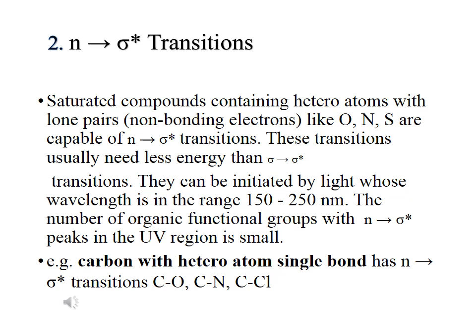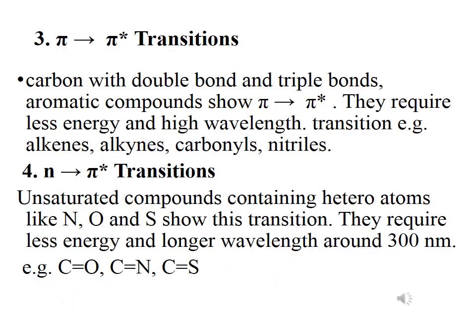These transitions usually need less energy than sigma to sigma star transitions. These can be initiated by light whose wavelength is from 150 to 250 nanometer. So the number of organic functional groups which are having n to sigma star peaks covers the very small UV region. An example is carbon with heteroatoms like carbon oxygen, carbon nitrogen, carbon chlorine, in which the n to sigma star transition is possible. The third transition is pi to pi star transition.